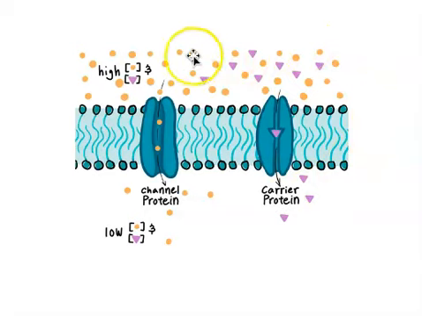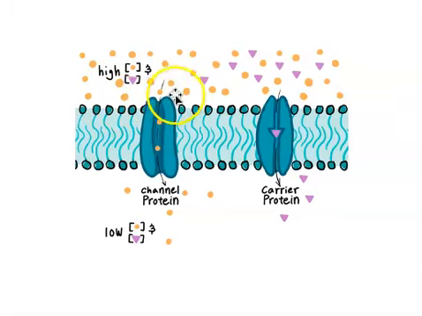Now, we've got two different solute molecules drawn in this diagram. We've got this yellow circle and we've got this pink triangle. So these are whatever you might imagine they are. They're molecules that cannot cross a membrane by simple diffusion. So they need some help, they need some assistance from proteins. That's what facilitated diffusion is all about.